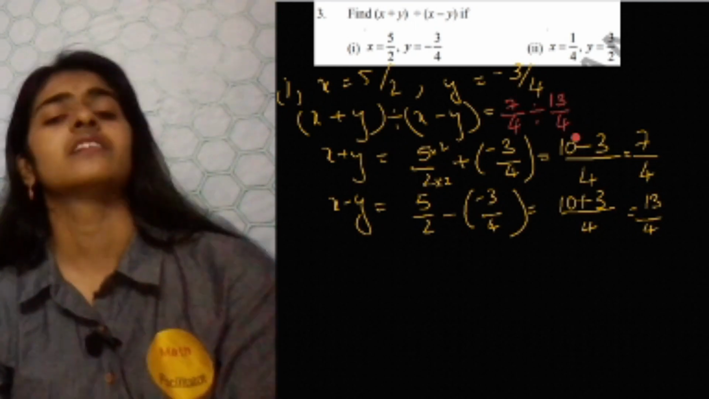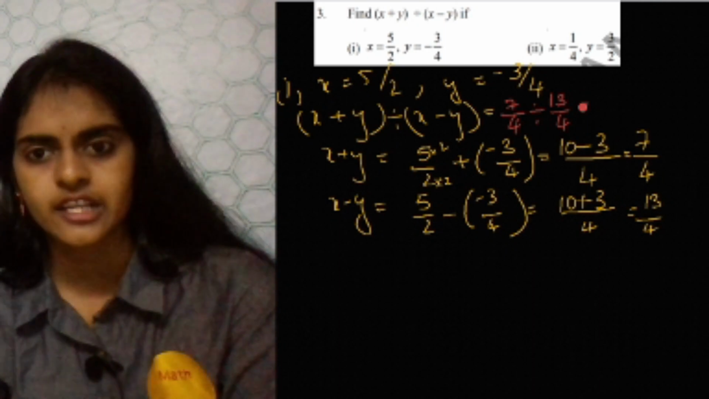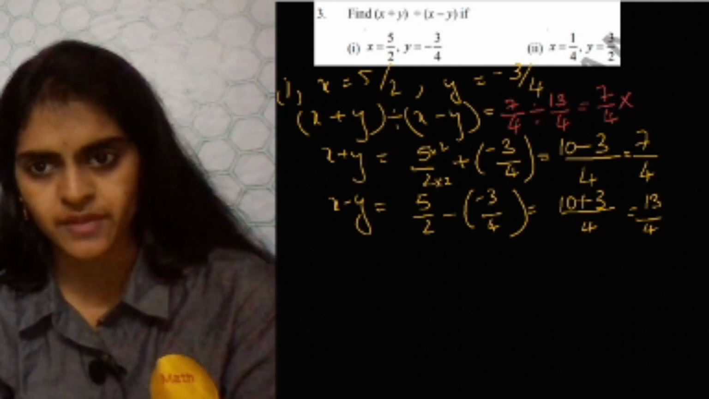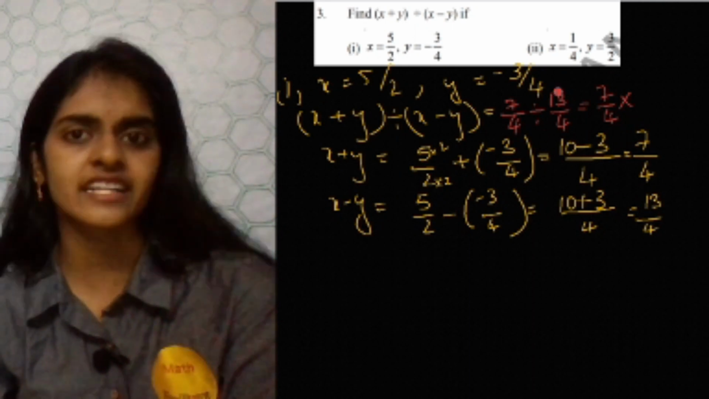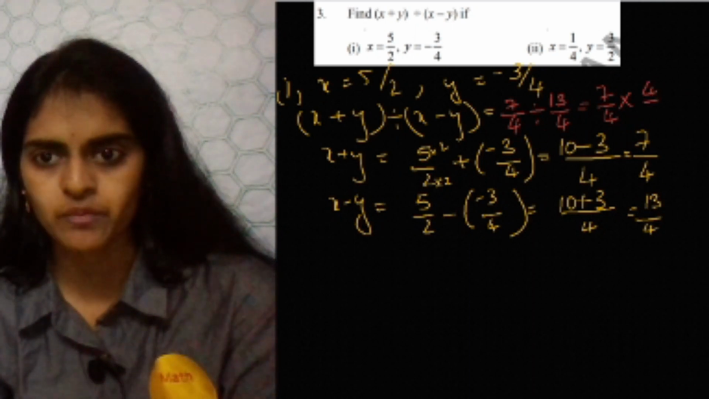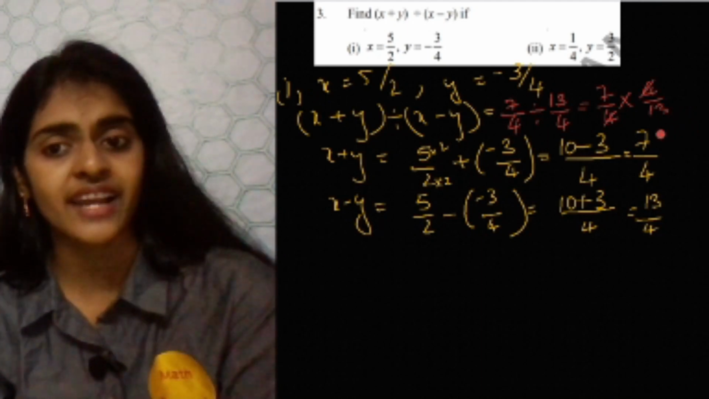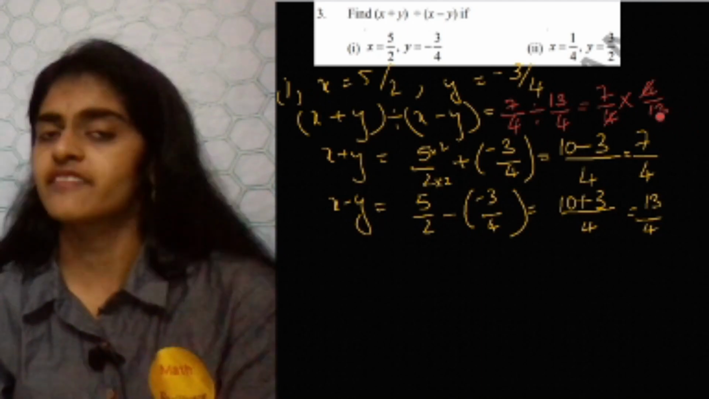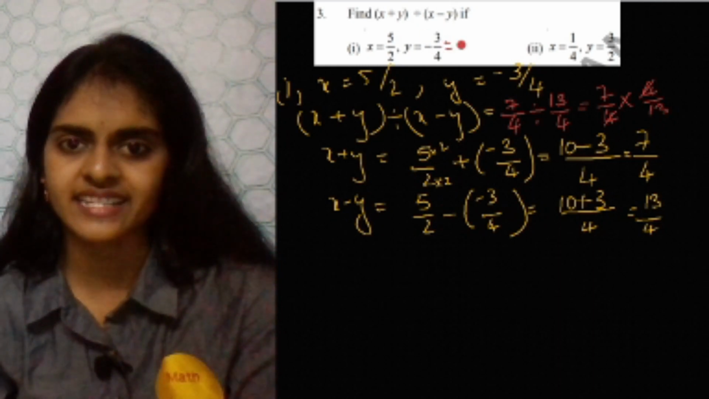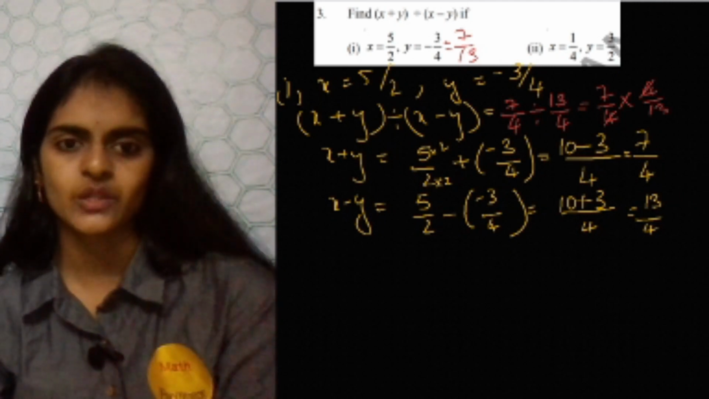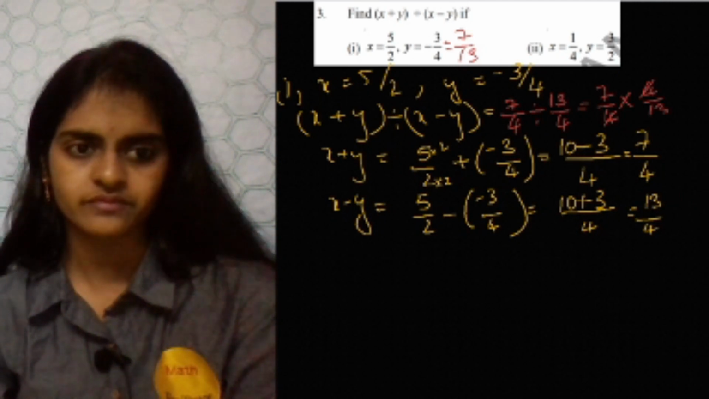Do you remember division of fractions? So what do you do? You write 7 by 4 and this division symbol becomes multiplication and you take the reciprocal of this second term. So it becomes 4 by 13. Clear? So 4 and 4 get cancelled. So what is the final answer? Final answer is 7 by 13. Clear? So let us move on to the second bit now.